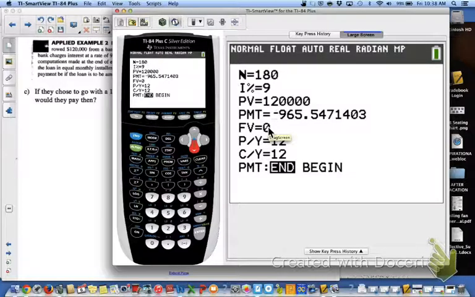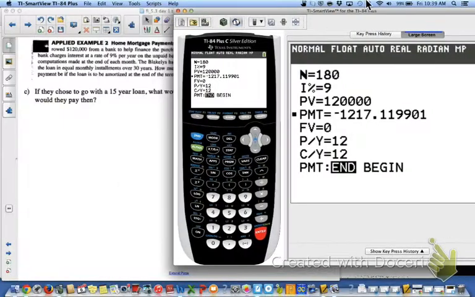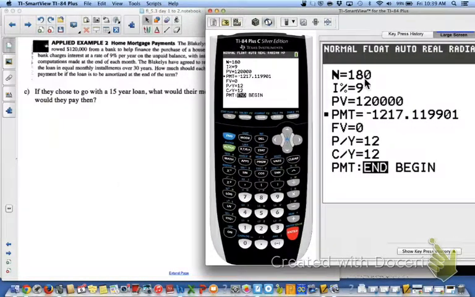So now we go down to figure out what their payment must be, and that's going to be about less than $300 more, around $250 more per month. So just paying that $250 more per month.